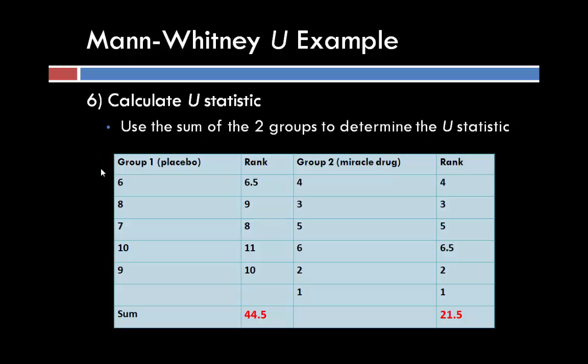So next we're going to calculate our U statistic, and there's a number of different online software programs that we can use to do this as well, and I will give you an example of one at the end of this lecture. So looking at this table again, like we did before, we use the sum of the two groups to determine the U statistic. So for our placebo group we had a rank sum of 44.5, and for our miracle drug group we had a rank sum of 21.5.